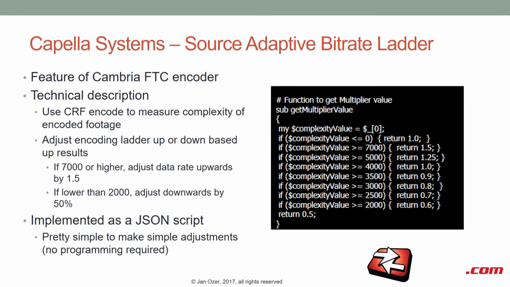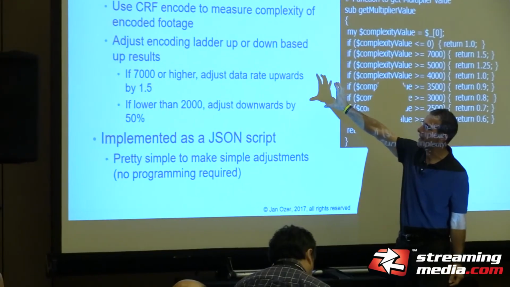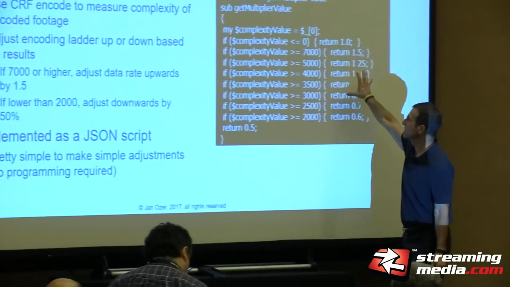Capella Systems has source adaptive bitrate ladder. It's a standard feature of their Cambria FTC encoder. As far as I know, this is the only standard encoder you can buy that comes with any kind of per title encoding beyond CAP-CRF, which most of them should be able to do. And what Capella does is they run a quick CRF encode of the entire file. Then they come up with the data rate from that encode, and then all this stuff you set up.